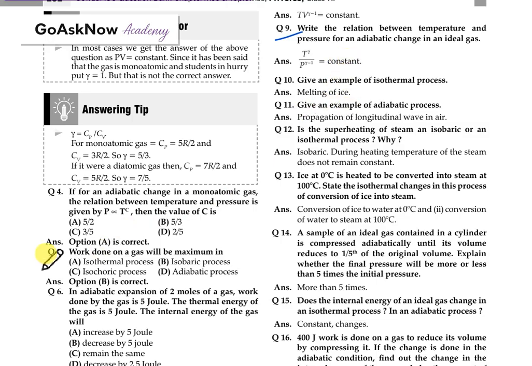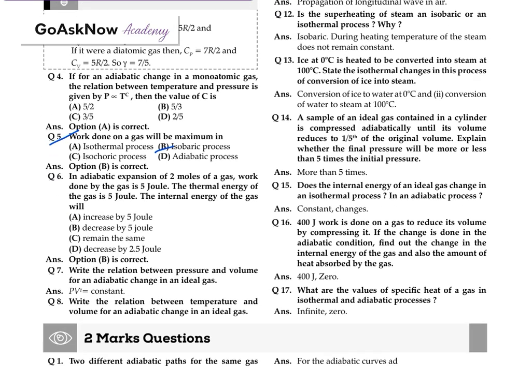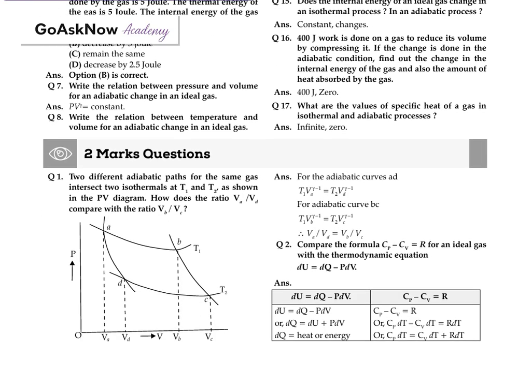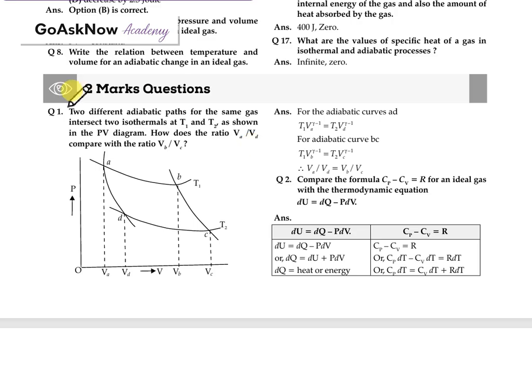Also, work done on the gas will be maximum in an isobaric process. Give an example of an adiabatic process: propagation of a longitudinal wave. So these are very common questions. And now let's move ahead with the 2 marks questions.